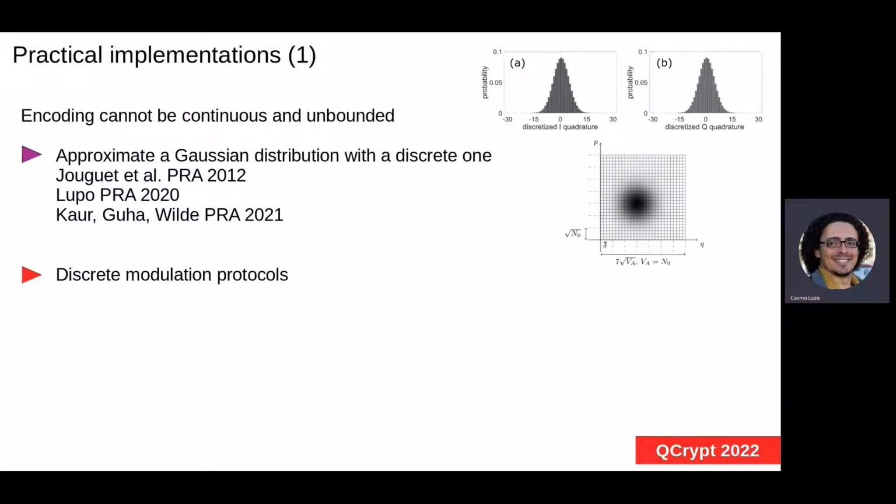But probably a better approach is to define a new class of protocols which are similar, but instead of using a continuous modulation of the coherent state amplitude, they are based on discrete modulation. And there is a lot of literature on this topic of discrete modulation protocols in CV-QKD.